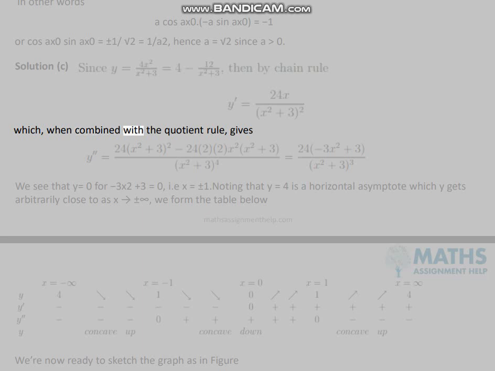Which, when combined with the quotient rule, gives... We see that y equals 0 for minus 3 times 2 plus 3 equals 0, i.e. x equals plus or minus 1. Noting that y equals 4 is a horizontal asymptote, which y gets arbitrarily close to as x goes to plus or minus infinity, we form the table below. We're now ready to sketch the graph as in figure.